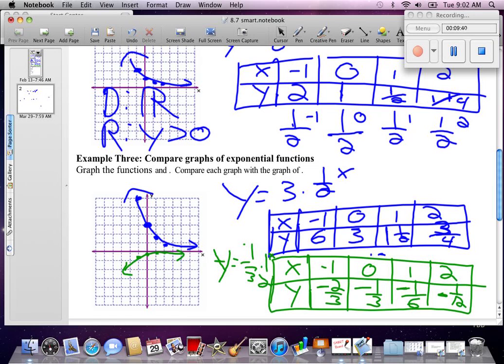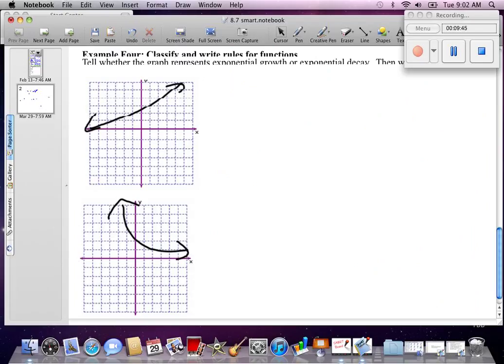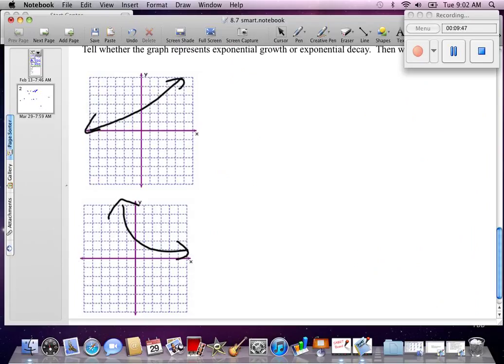Okay, let's turn it over, please. Okay, this first graph, is it growth or decay? Elena, is this second graph growth or decay? as it's going down.